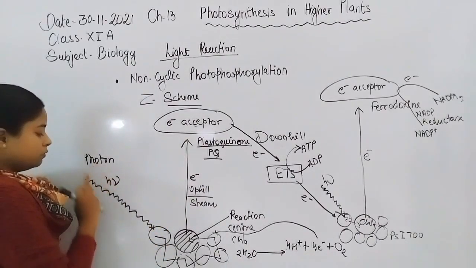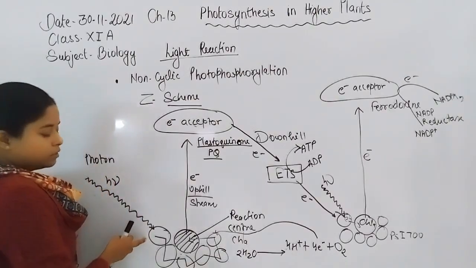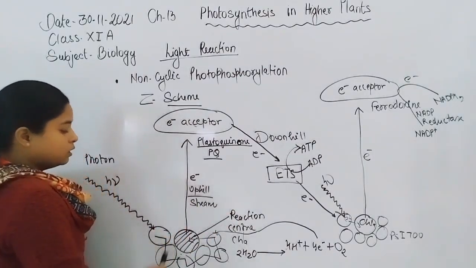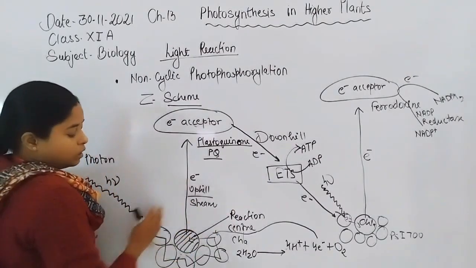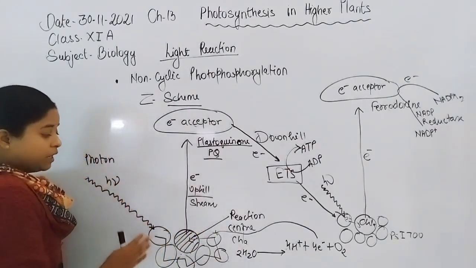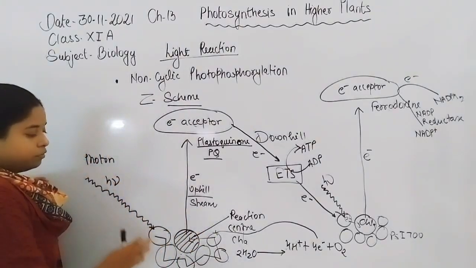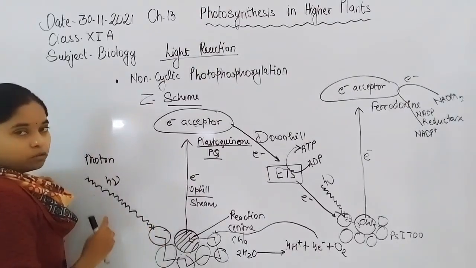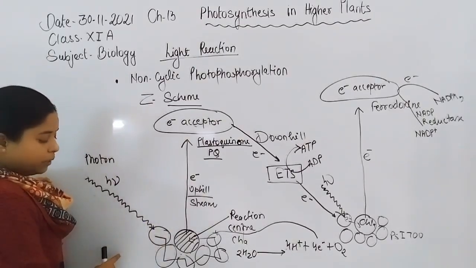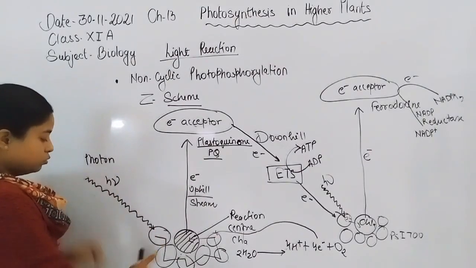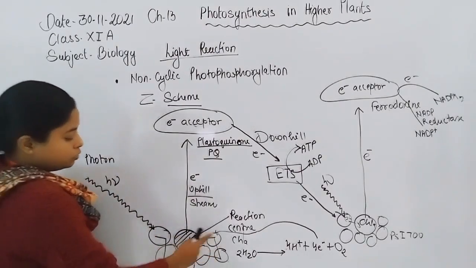So when the photons strike the light harvesting complex, which is formed by the reaction center and the accessory pigments surrounding the chlorophyll A, these prevent the photooxidation of the chlorophyll A. That's why the chlorophyll is surrounded by the light harvesting complex. Another thing is that the photon passes through a different accessory pigment to the chlorophyll A.